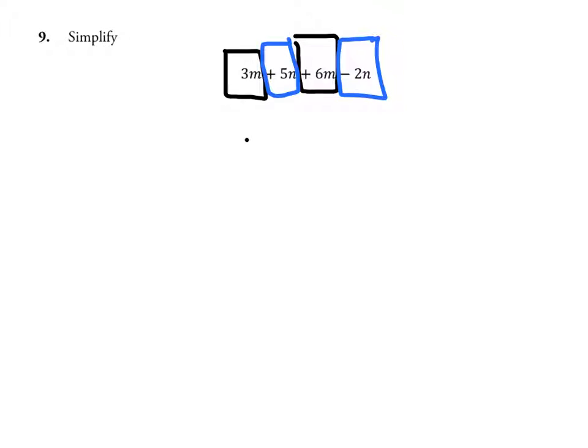Well, that means I have got 9m, and 5n minus 2n will be plus 3n. So that is my simplified expression.